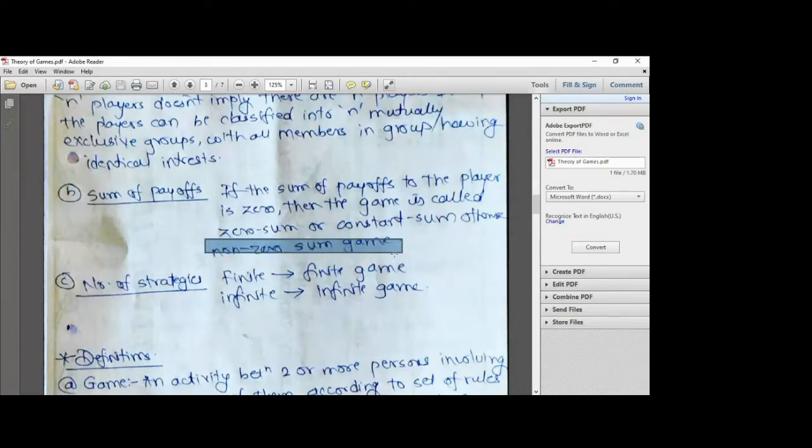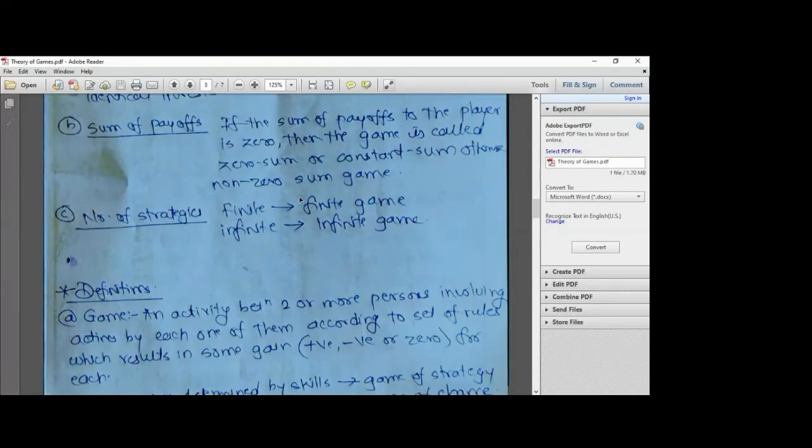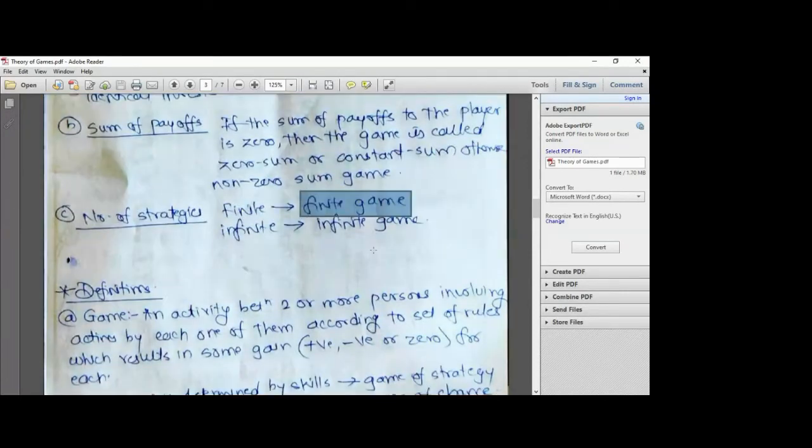We are going to see it in the numerical part, when we are going to use these models. At that time I'll be telling you. Now, number of strategies again. If I have a finite number of strategies, it is called a finite game, and if it has an infinite number of strategies, it is called an infinite game.